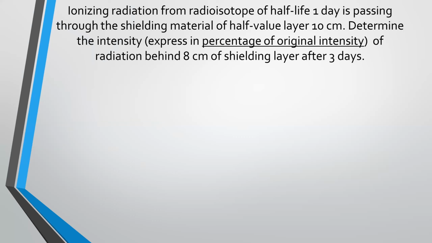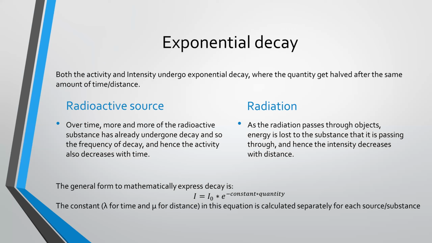So here we have one question. Ionizing radiation from a radioisotope of half-life 1 day is passing through a shielding material of half-value layer 10 centimeters. Determine the intensity, expressed as a percentage of the original intensity of radiation, behind 8 centimeters of shielding layer after 3 days. First of all, we have to find the half-life. From the half-life, we have to find the value of the constants. If you remember, the constants are gamma for time and mu for distance.